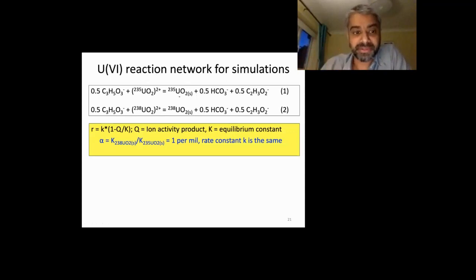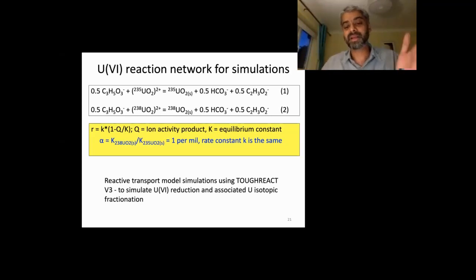We are treating these systems using a transition state theory type rate law, where the rate is the rate constant times 1 minus Q over K, where Q is the ion activity product and K is the equilibrium constant. The fractionation factor is really the ratio between the two equilibrium constants for these two isotopologues. We are assuming the fractionation factor is an equilibrium nuclear volume dependent fractionation factor of 1 per mil. So we are putting in a fixed fractionation factor, and we use TOUGHREACT to simulate reduction and isotopic fractionation.